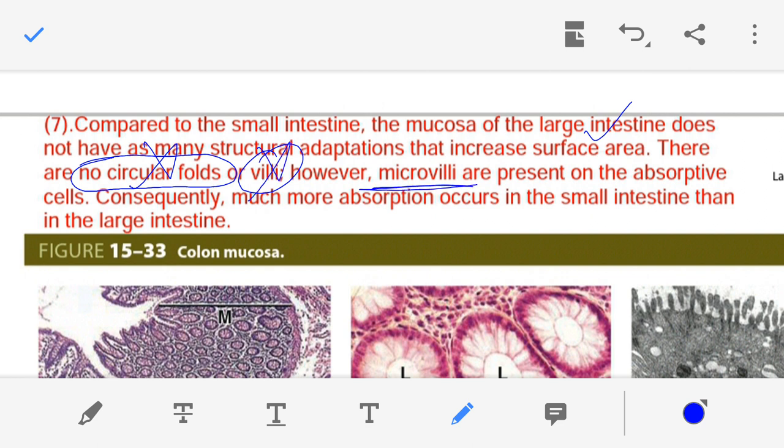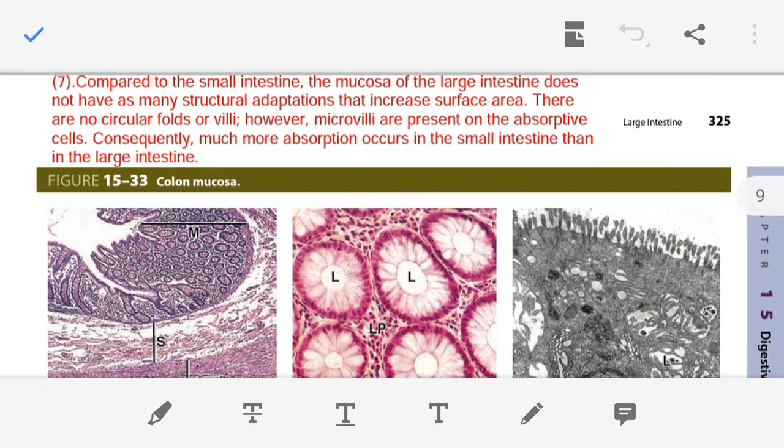Only the microvilli are present on the surface of the absorptive cell. So that means the large intestine has the lesser surface area. That's why the large intestine is less efficient in absorbing the digested food material, that is, the nutrients. That is the meaning of this seventh point.